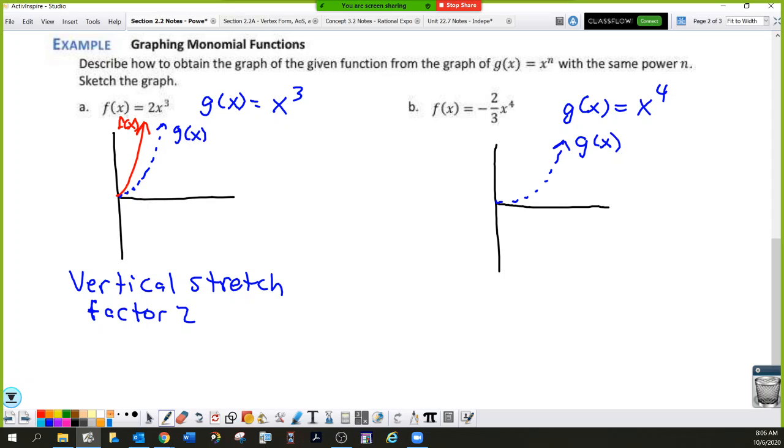So what would the negative on the front do? It'd flip it over the x-axis. It's a reflection. And that 2/3 being a number between 0 and 1, what would it do? It would be a vertical shrink, which would give it the illusion of being more wide, wouldn't it? So we would actually end up with something like this. Again, you're going to use graphing technology. So we say the negative sign is a reflection over x-axis. And you guys have already told me, I forgot my x. Squeeze it in there. And you guys have already told me that 2/3 is a vertical shrink.